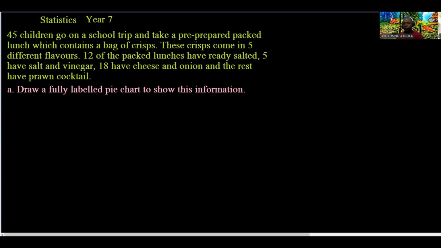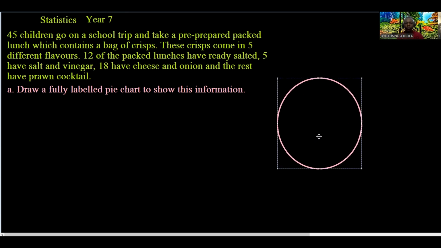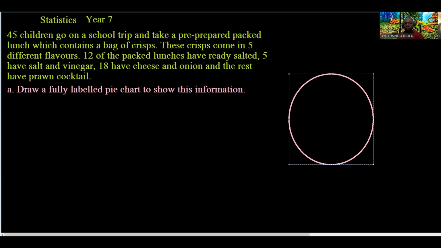Okay, right now, we want to draw a pie chart. Have you seen something called a pie chart before? Yes. How does it look? It's like a circle. So for us to represent the information in this circle, we need some information. We need to get out some things. Do you know what things we need to get out from the information?